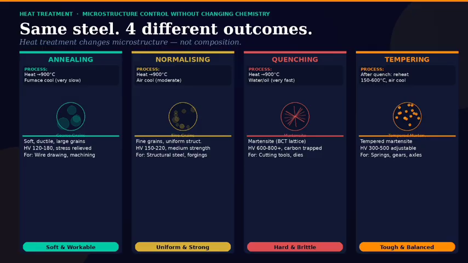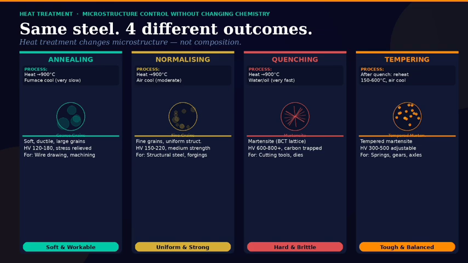Normalising, same temperature, but cool in still air. Finer grains, better properties than annealing. Hardness 150 to 220 Vickers, used for structural steel and forgings. Quenching, heat to austenitizing temperature, then plunge into water or oil. The rapid cooling traps carbon atoms inside the iron lattice before they can diffuse out. The result is martensite, body-centered tetragonal structure, extremely hard, 600 Vickers and above, but brittle, needs tempering.